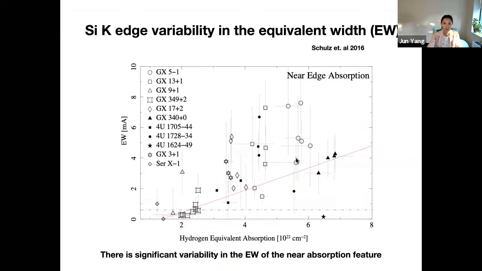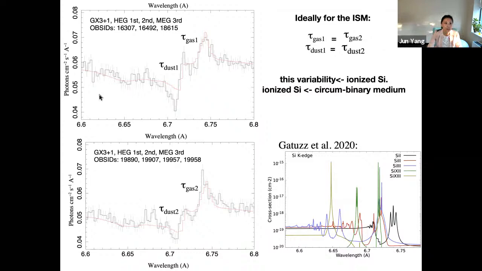This panel shows the source GX 3+1 from the Chandra observations from cycle 16 and cycle 18, and the bottom left is from Chandra cycle 19. Ideally, for the interstellar medium, the gas optical depths and the dust optical depths, shown in the red line, would remain the same as time evolves. However, in the data, in the black, at 6.71 and 6.73 angstrom, there are variabilities.